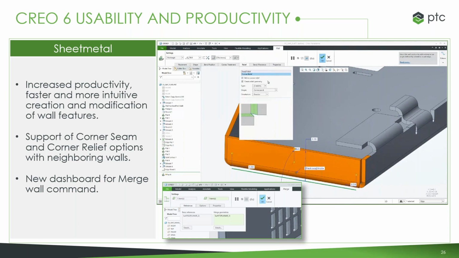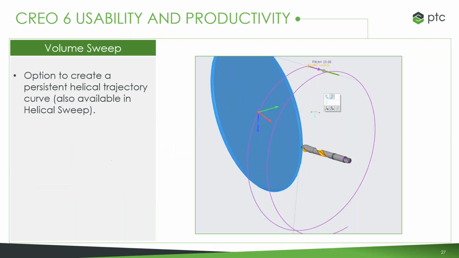The volume sweep is something that was introduced, or the helical sweep, in Creo 5. In Creo 6, you can now keep that trajectory as a persistent kind of helical curve, so you can take that out as its own kind of object, where in the past you could see how it was going to move, but you couldn't really get that out as a path or a trajectory.